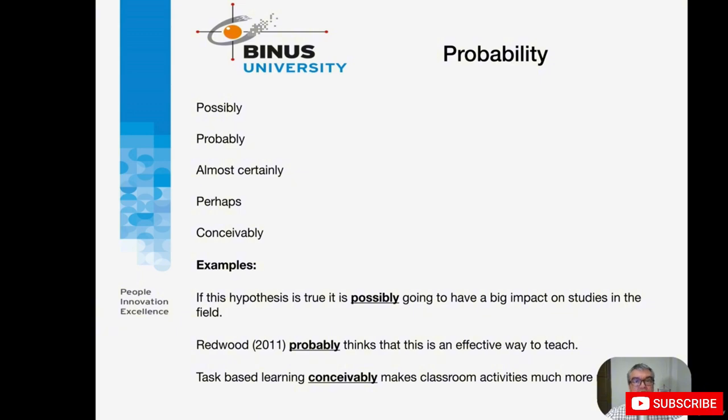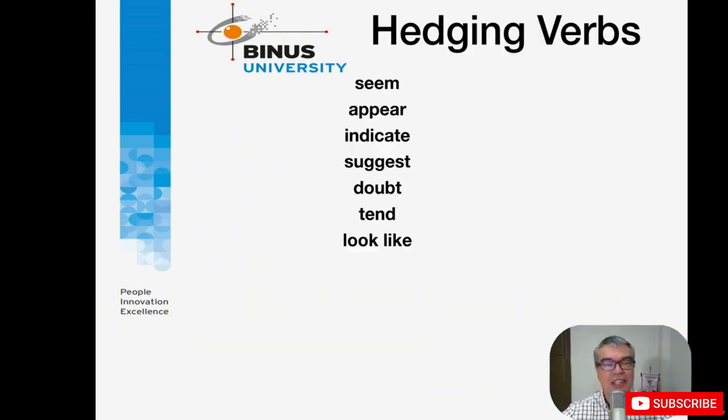Now, the third area of expressing tentativeness is to use hedging verbs. So these are verbs that express caution. Let me give you some examples. We have seem, appear, indicate, suggest and doubt, tend, look like. So you need to use these as verbs in your sentence, and let's give you some examples of how you can put these hedging verbs into sentences.